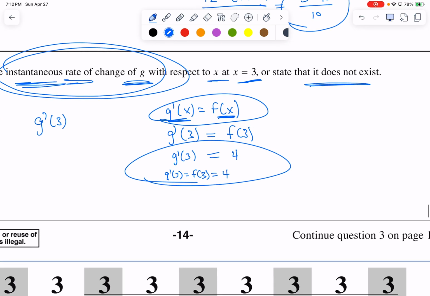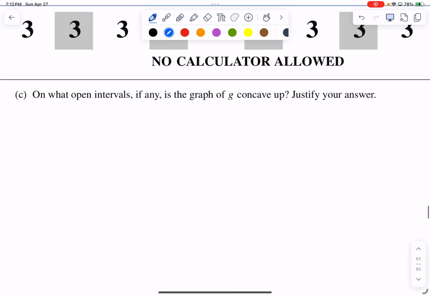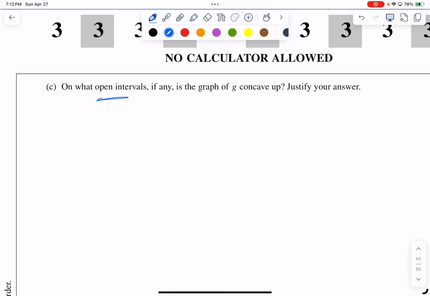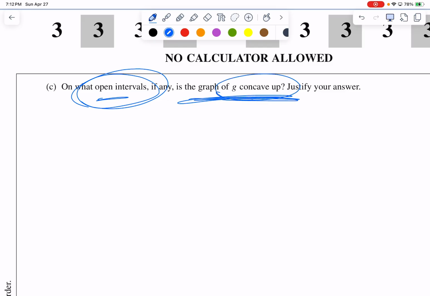All right, next part C. Ooh, concavity. I like this. I think these are easy now. On what open intervals? All right, now we're actually going to need to do sign analysis because we got to find the intervals of where the graph of G is concave up. If I want to figure out where G is concave up, let me ask you. Let's just go through this. When do you figure out if G is increasing or decreasing? G prime. When do you figure out if G is concave up, concave down? G double prime. We already know G prime of X is F of X. So what is G double prime of X?